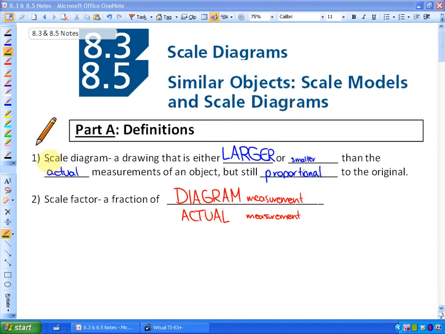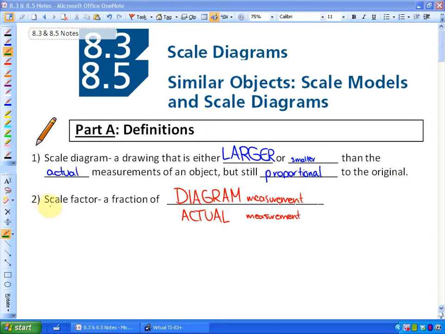First of all, the definition. A scale diagram is a drawing that is either larger or smaller than the actual measurements of an object, but still proportional to the original. So the proportions are kind of the same. It looks similar, but it's just much smaller or larger.